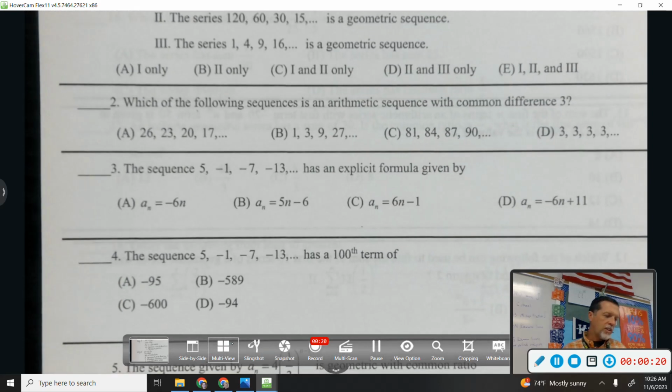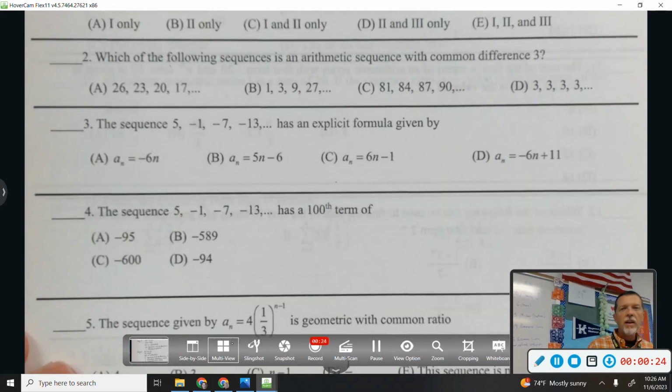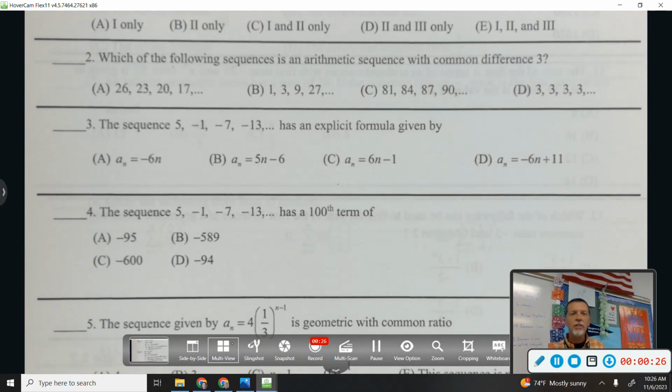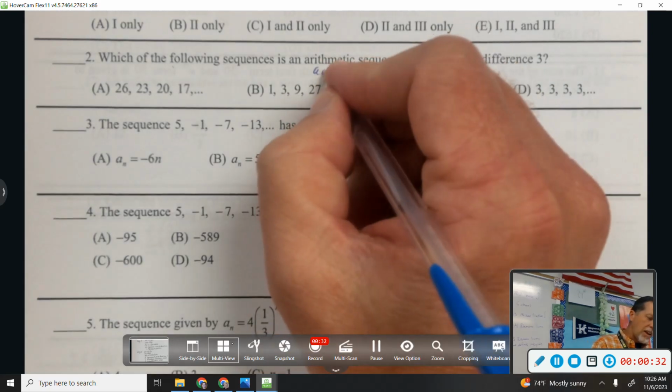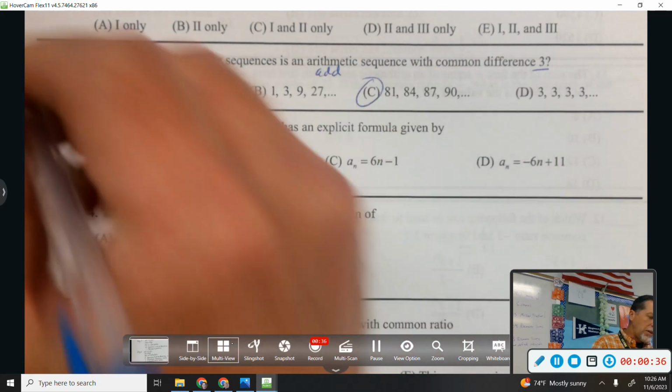Which of the following sequences is an arithmetic sequence with a common difference of 3? And this would be one reason why there's 50 questions, is because questions like this. So arithmetic means I'm adding the same thing each time, and I'm adding 3 each time, so that would be C.